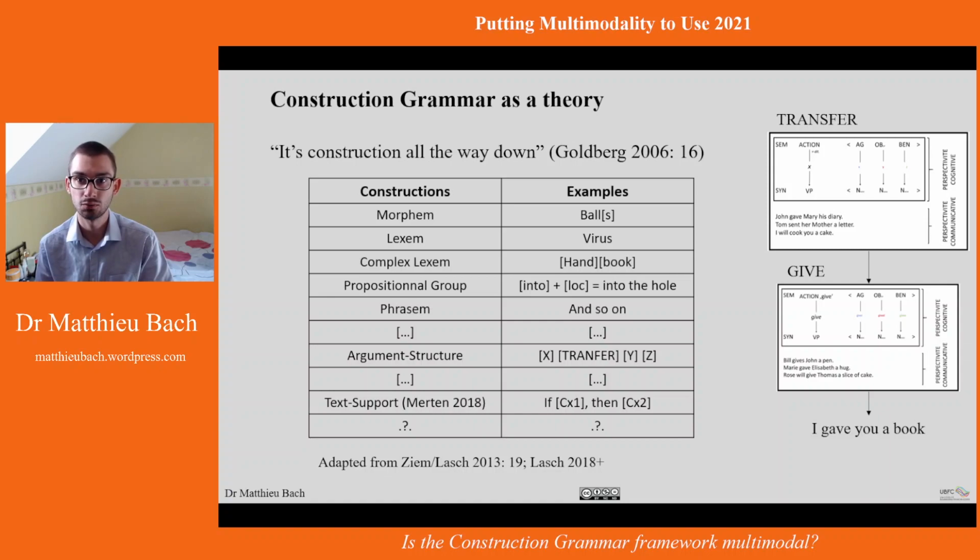And if I take a very concrete example, you have the transfer construction in order to say that someone transfers someone something, like John gave Mary his diary, and this transfer construction could generate many concrete constructions. One of them is the give construction, like Bill gives John a pen, Mary gave Elizabeth a hug, and Rose will give Thomas a slice of cake. And that gives you the real life example. I gave you a book. Sorry.